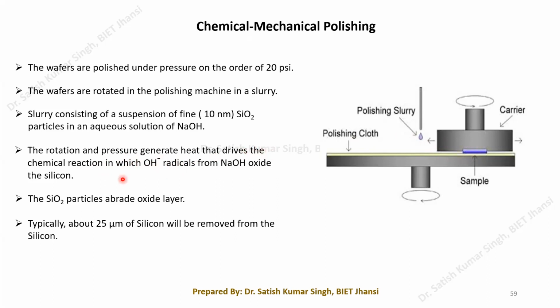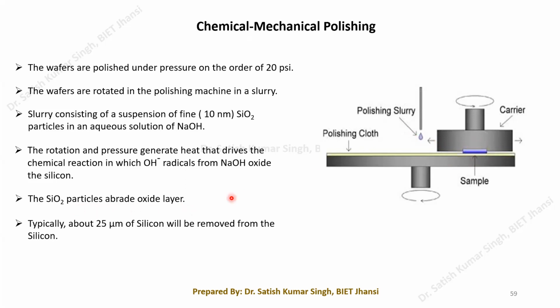Due to this reaction, this rotation and pressure generate heat and drive the chemical reaction in which hydroxyl ions, the OH radicals, will be formed from the NaOH. Basically these radicals are going to oxidize. Sorry, it is written wrongly here. It is oxidizing the silicon. So it is going to be oxidized.